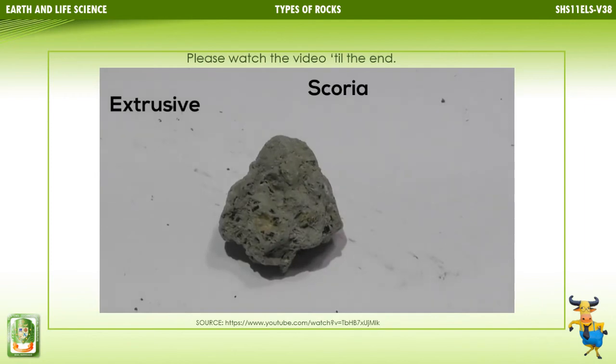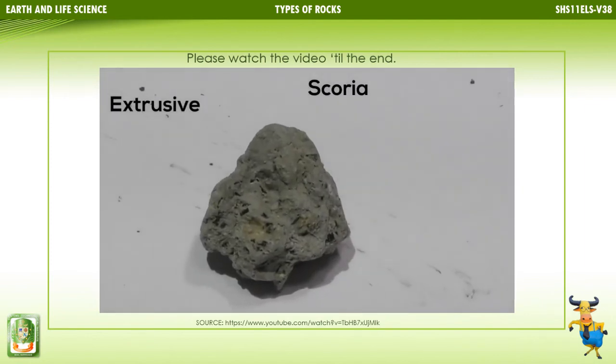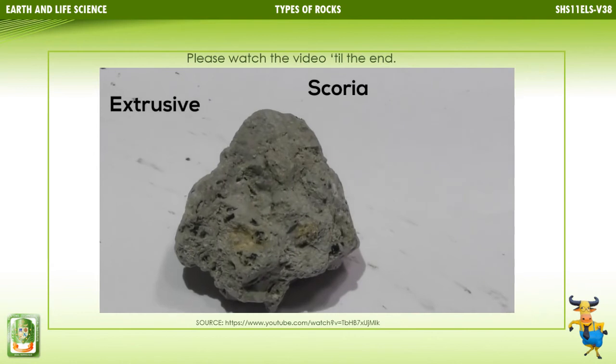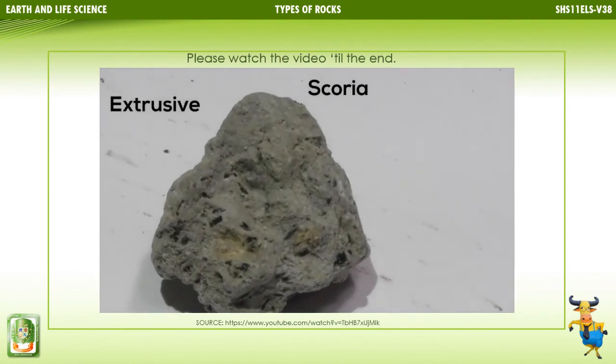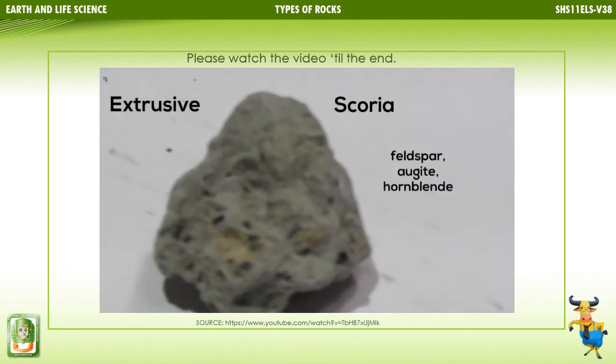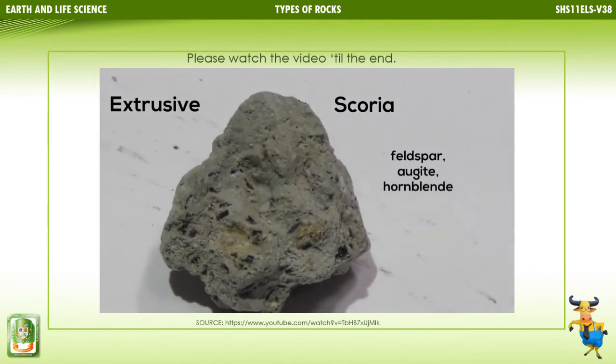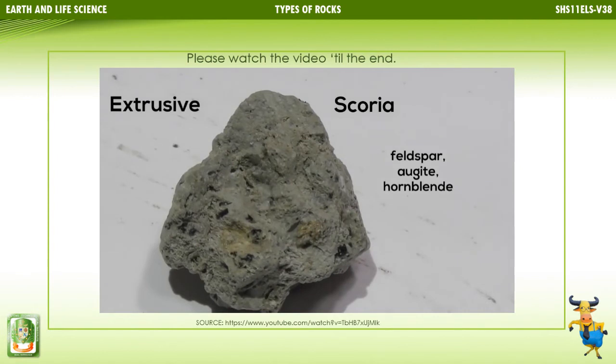Next we have scoria. It's an igneous volcanic rock. It's made from feldspar, augite, and also hornblende. It is basalt with cavities filled with other minerals.